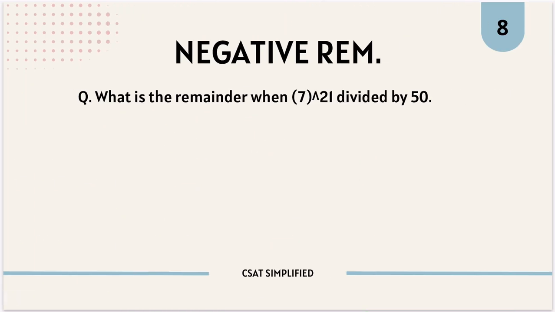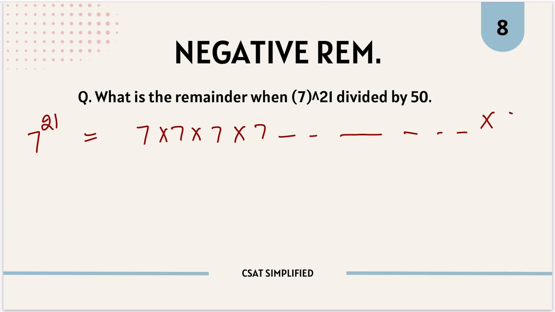Now, let's see this question. Given 7 raised to the power 21, when it is divided by 50, give me the remainder. So you have 21 times 7, 21 sevens multiplied. Now you don't know what you get when you divide it by 50. Obviously, you are going to get 7 again.